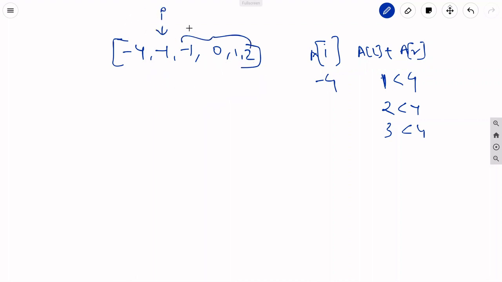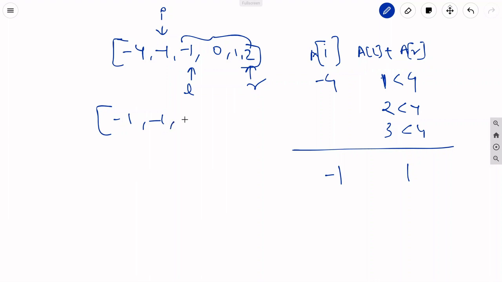All right, so L is here and R is here. Now we'll see what A of I is. A of I is minus 1, and A of L plus A of R is 1. So they are equal, they form a triplet, and A of I, A of L and A of R go into the answer. Now we can move L ahead.